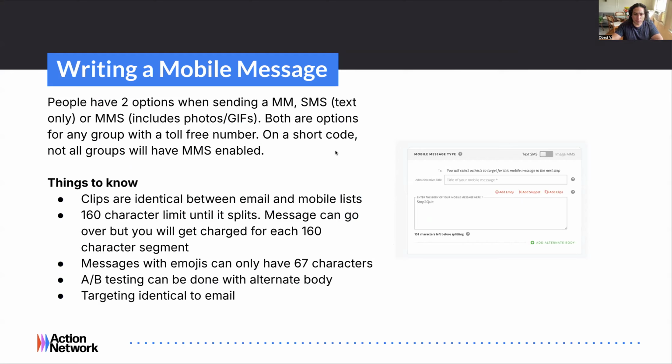Now, some things to be aware of, and I'll walk through this again when we're actually writing our message. Clips are identical between the email and mobile list. So last week, if you joined me and you saw how we wrote an email and we personalized it, you can do all those same personalizations with a mobile message. And you have a 160 character limit until it splits. I'm going to leave that there. We'll circle back to it when we actually get into writing our message. But there are some quirks to character limits that just exist across the industry based on how SMS was built. So you'll want to think about that. And then, of course, you can do some A/B testing, and the targeting is identical to what we've previously seen.